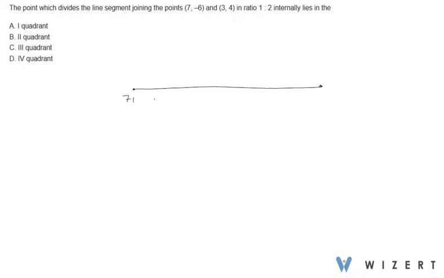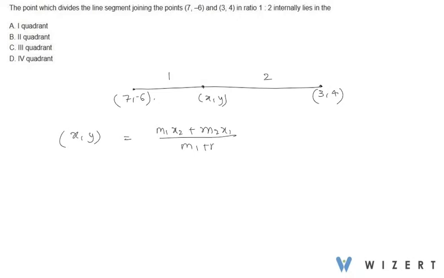So this is (7, -6), this is (3, 4), and this point here is dividing this line in the 1 is to 2 ratio. So let's first use the ratio formula and find out the coordinates of this point. By the ratio formula, (x, y) will be equal to (m1x2 plus m2x1) divided by (m1 plus m2), and (m1y2 plus m2y1) divided by (m1 plus m2).